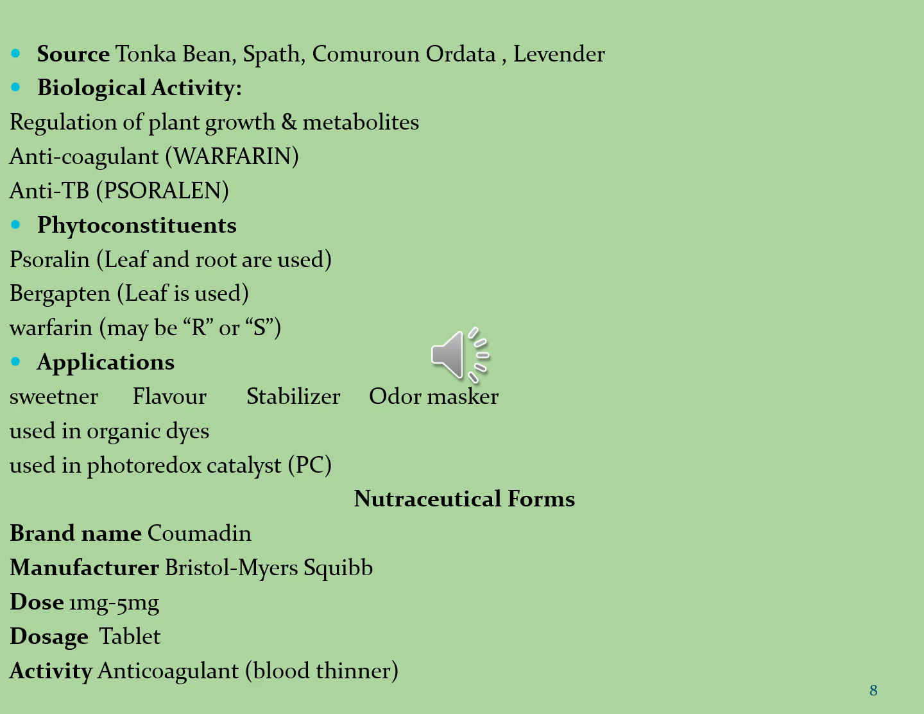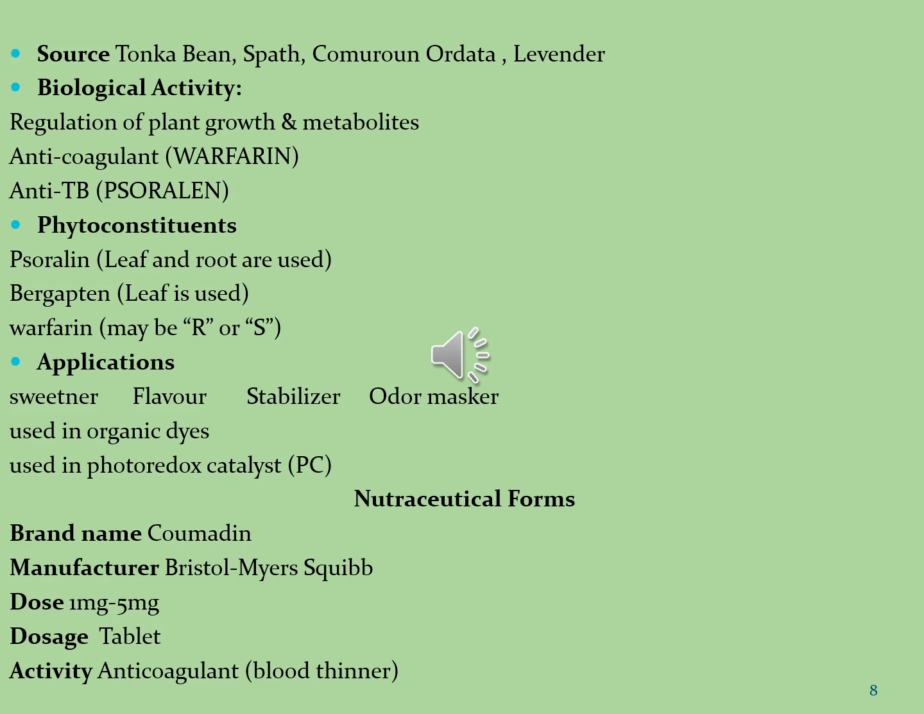Coumarins are used in the formulation and evaluation of different pharmaceutical dosage forms. So you can see over here some important and famous products that have been launched in which different coumarins are used as phytoconstituents. The first brand is Coumadin. It is manufactured by Bristol Myers Squibb and we take its dose 1 mg to 5 mg per day. It is formulated in tablet dosage form, and it has anticoagulant activity, that is called blood thinner activity.